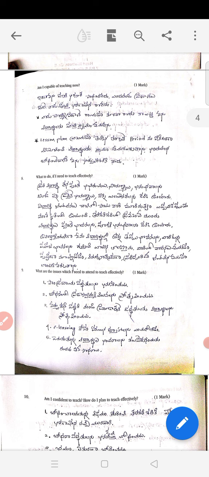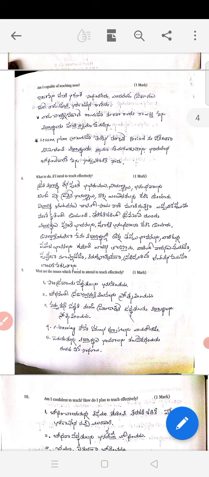Next, am I confident to teach? How do I plan to teach effectively? అంటే నేను అసలు కాన్ఫిడెంట్గా ఉన్నానా? Whether I am confident to teach effectively in the classroom? If I am, yes, then why do I have confidence? You are going to write reasons.